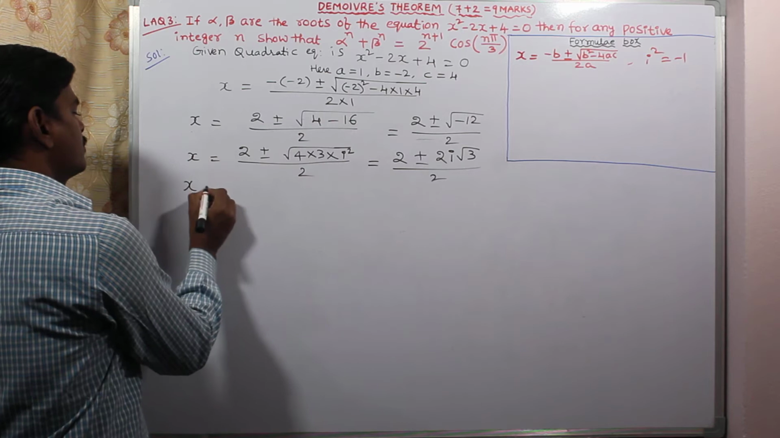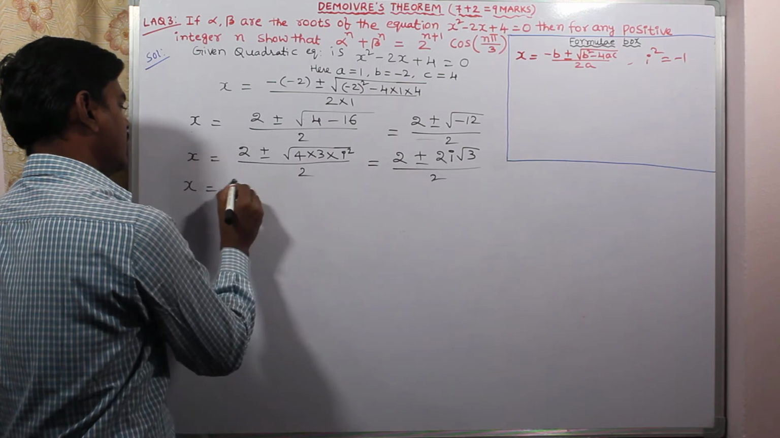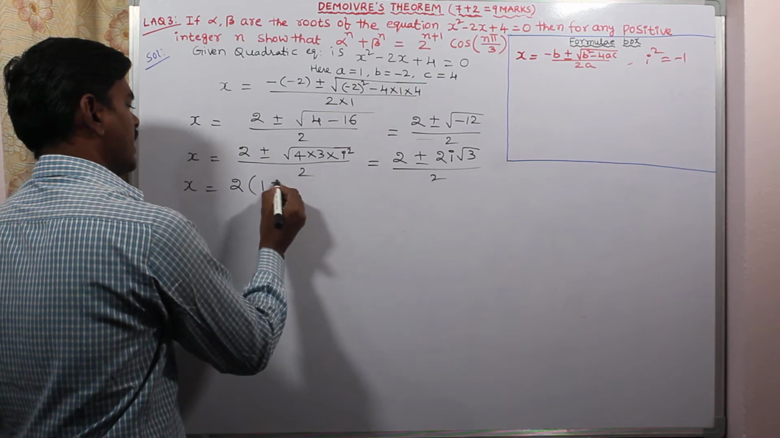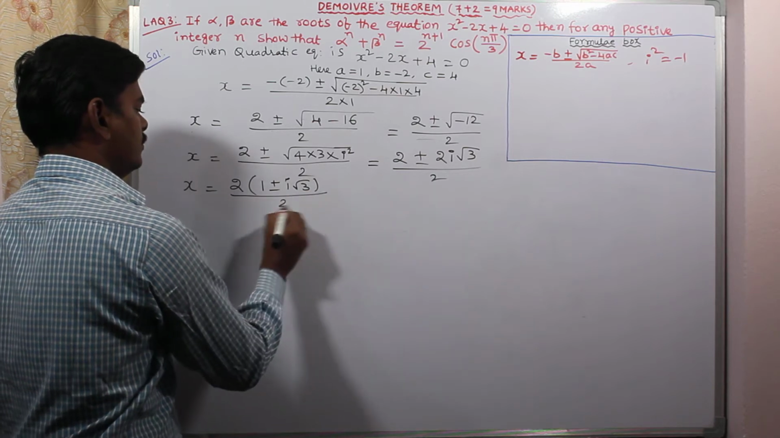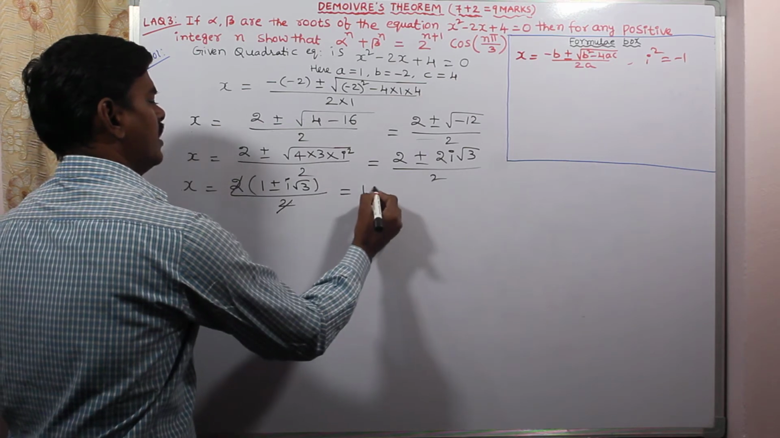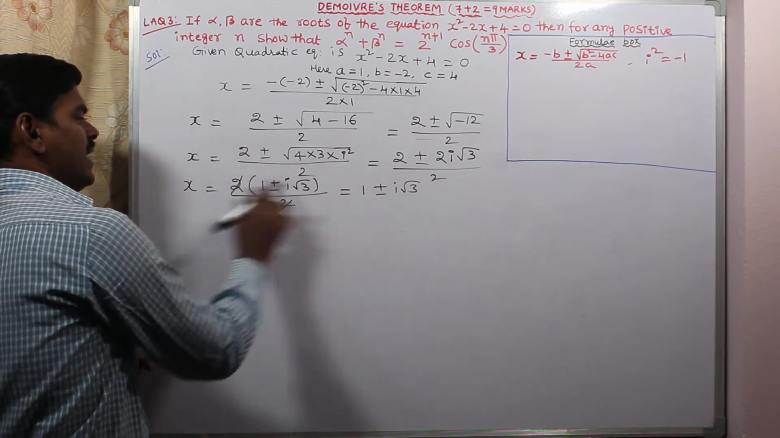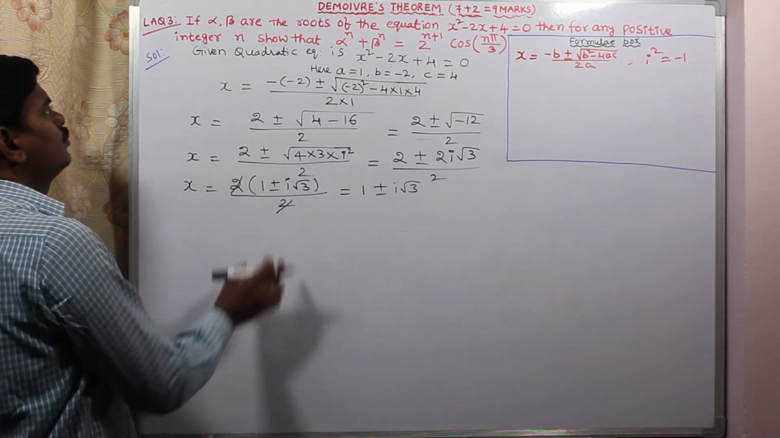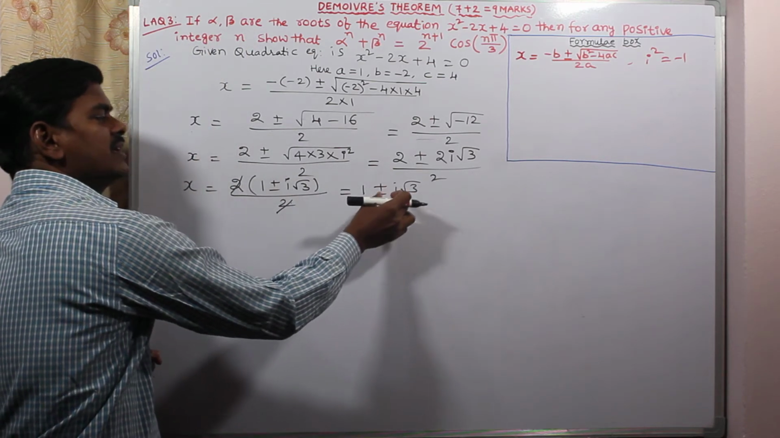Now x equals, we can take 2 common from the numerator. After taking 2 common, we are left with 1 plus or minus iota root 3, whole divided by 2. Now 2 gets cancelled, so we got 1 plus or minus iota root 3. As we expected, we got two values for x, and the names of these two roots are given as alpha, beta. Of these two values, one is alpha and one is beta.